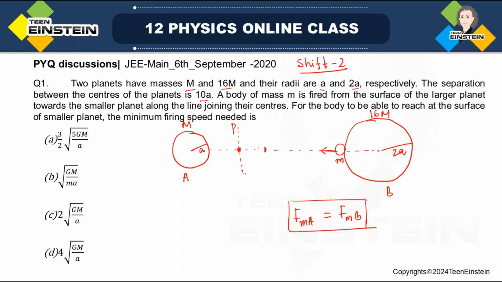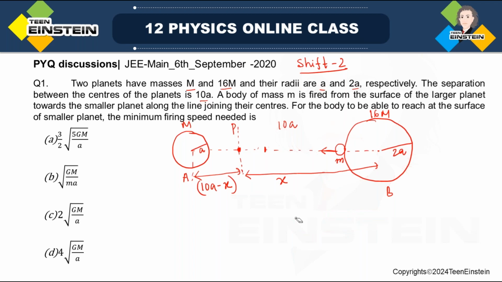I'm taking that distance to be x from the center of this bigger one. Okay, let us say this is x, and their center to center distance was actually 10a. So this distance from the center will be 10a minus x. Now I can find out the gravitational force at this point on this mass due to A and due to B both. Let us write and equate them, as I have assumed that the neutral point will be the point P.